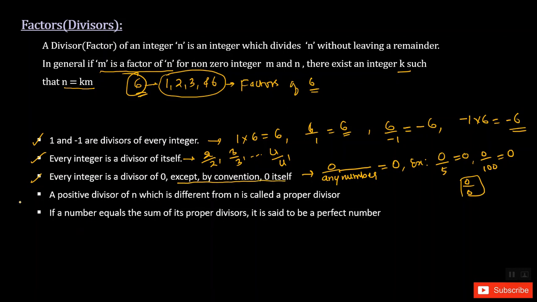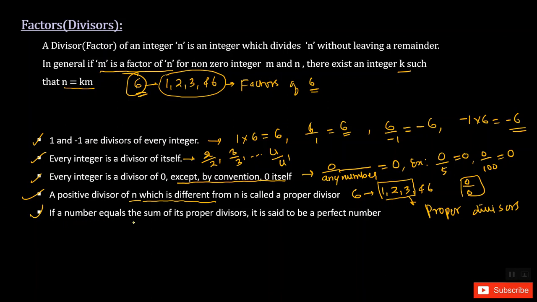Okay, right. A positive divisor of n which is different from n is called a proper divisor. So now what are the proper divisors of n? In our example, 6 is divisible by 1, 2, 3 and 6. The numbers which are different from 6, these all numbers are called proper divisors, right? Okay.